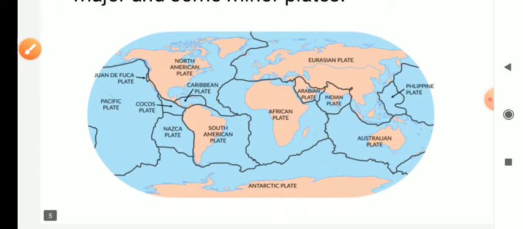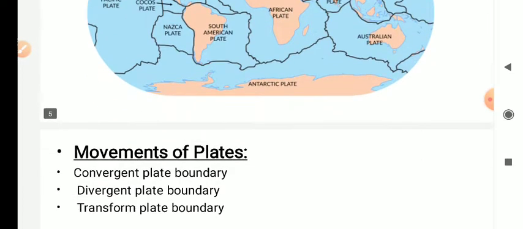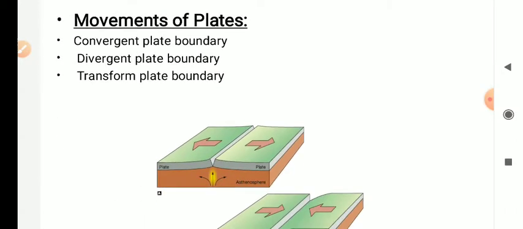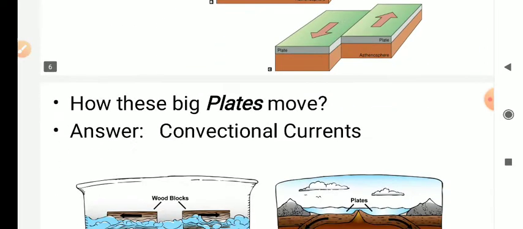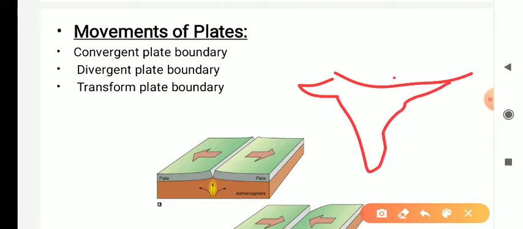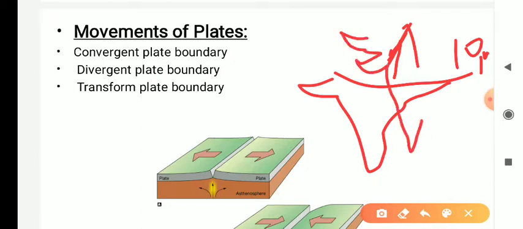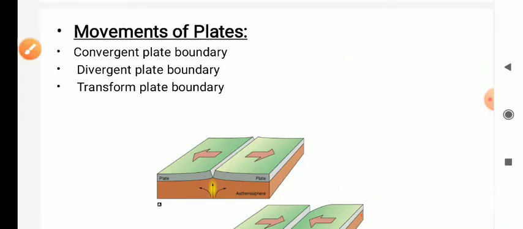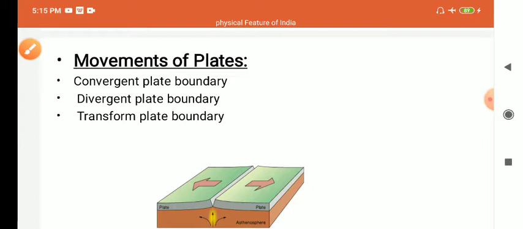Then how does this movement happen? The movement is happening continuously, and it can be measured in millions of years. Suppose this is India, South India, and it is moving towards this side. It will take 10,000 years to reach this place. So it takes lakhs of years, millions of years, to move.